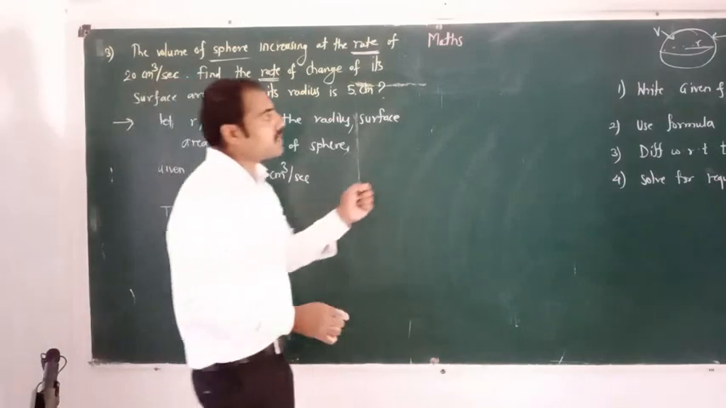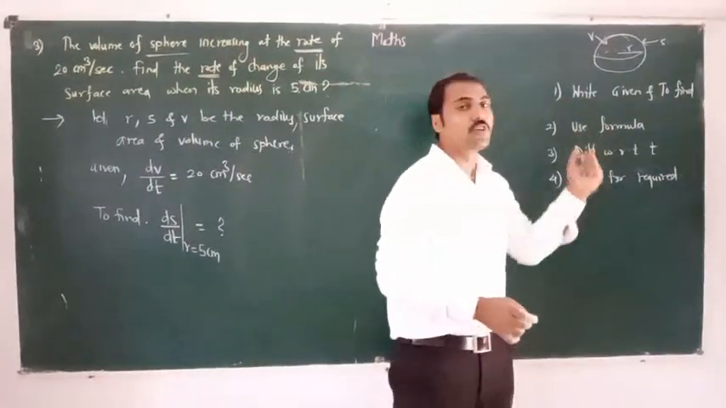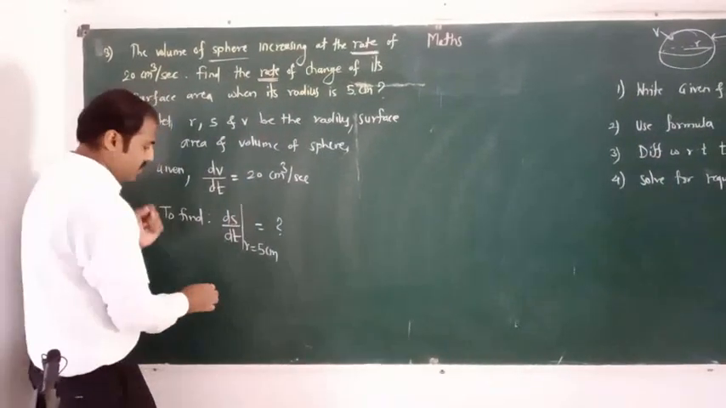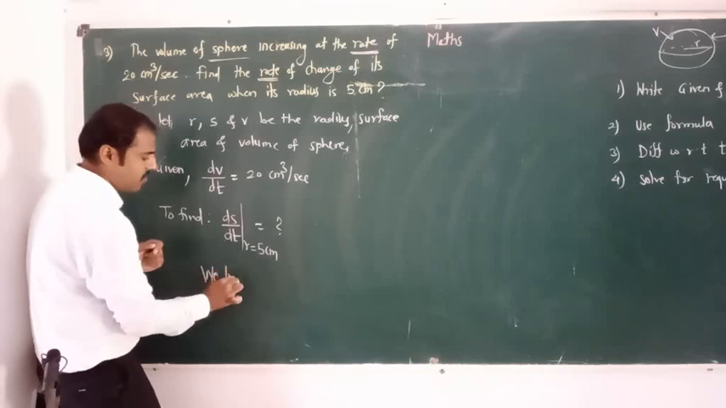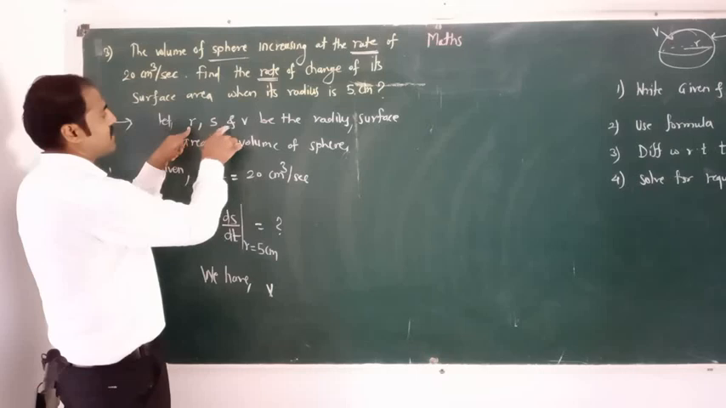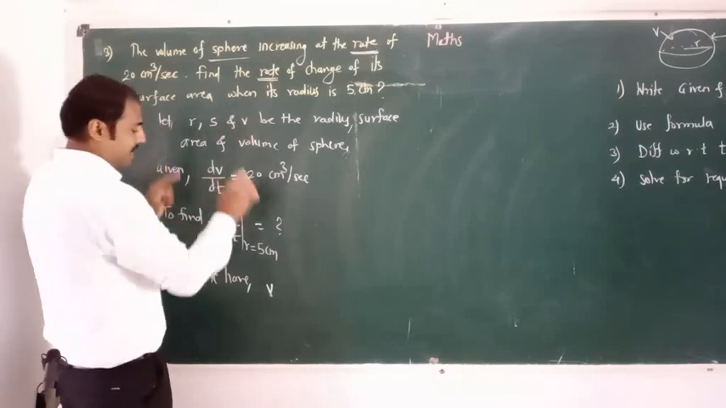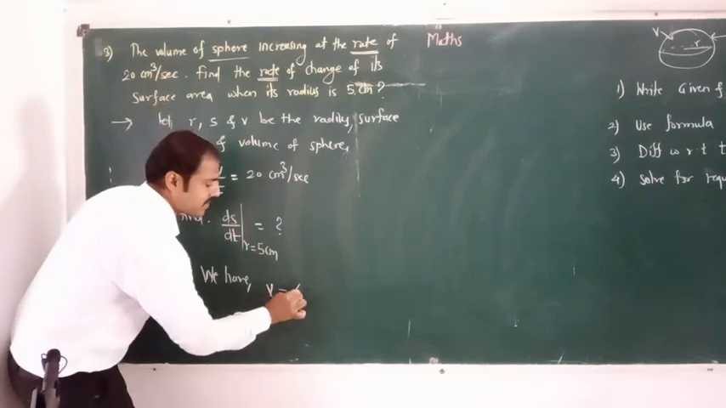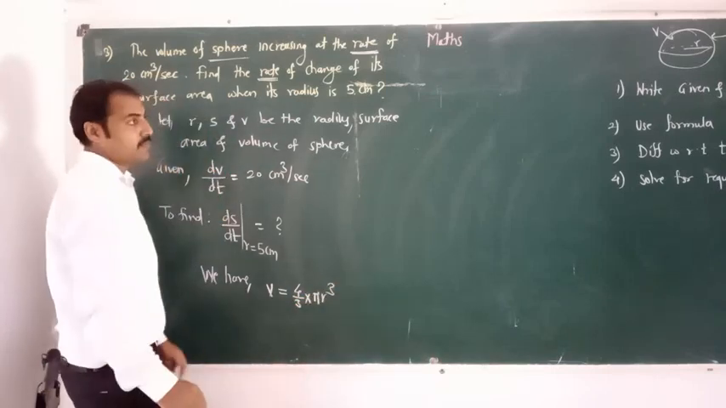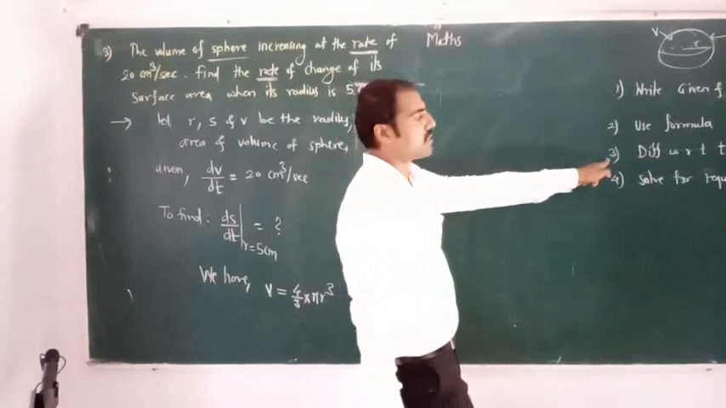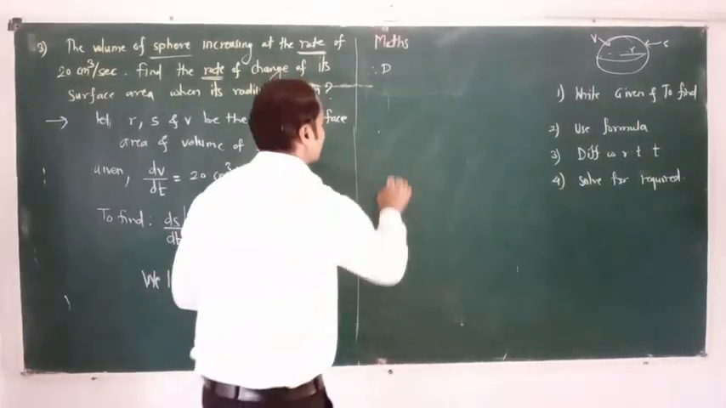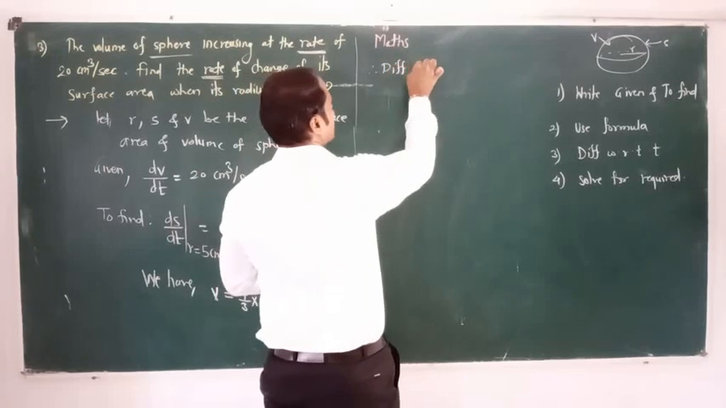Now moving to our next step, the working step: use the formula. First I can use the formula here. What is the formula in between these three? Yes, surface area, volume and radius. Volume of a sphere is given by 4 by 3 pi r cube. Differentiate that relation with respect to t. Therefore, differentiating with respect to t.